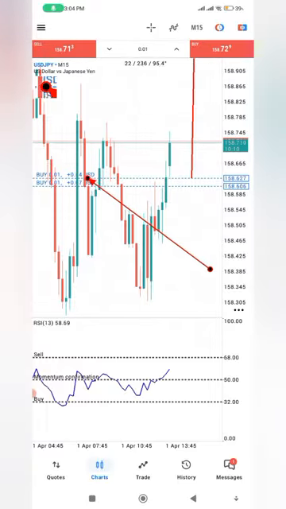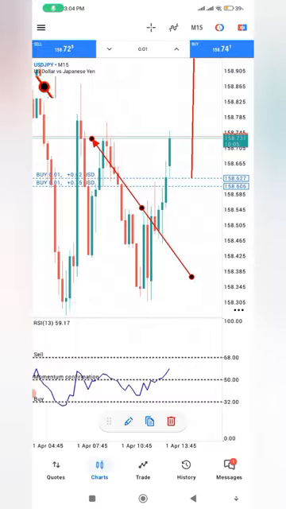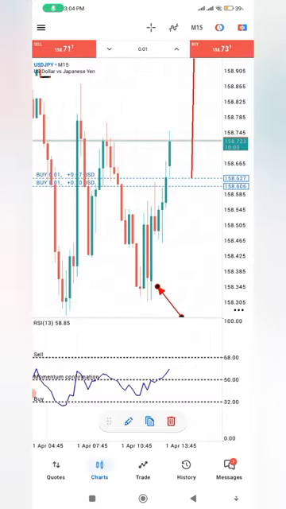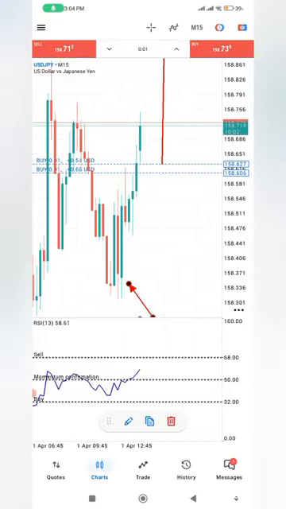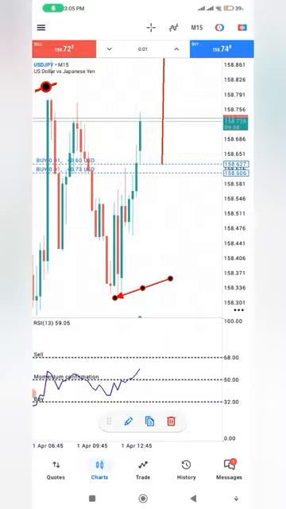When you begin to see such things as this in the market, it is a proof of rejection of low price. You see this long wick here is a proof of rejection of low price.